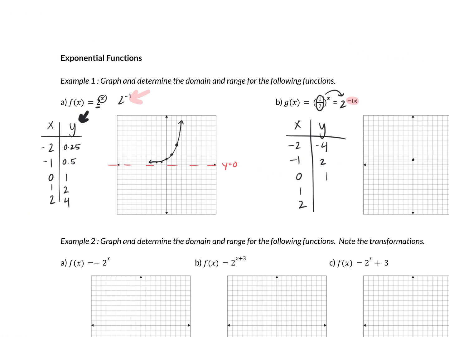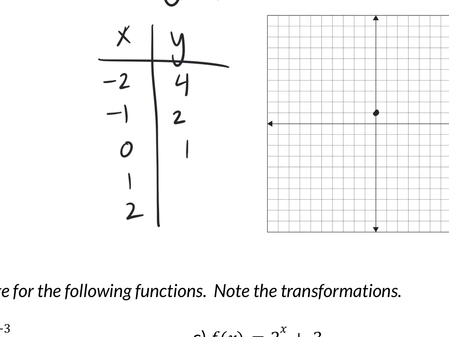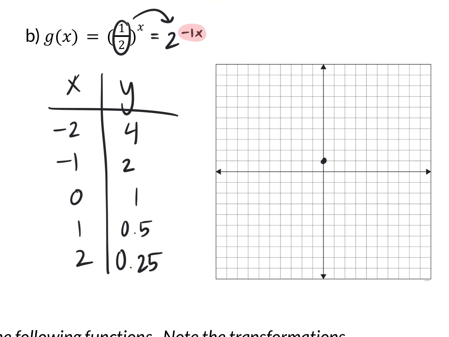Okay, so do we see how this pattern over here is just being flipped? Oh wait, it should be +4 though, not -4. Okay, your pattern is just getting flipped. So I've got 4, 2, 1, and then 0.5 and 0.25. Again, we can also plug in the values and get our outputs as well. So let's go ahead and plot these points.